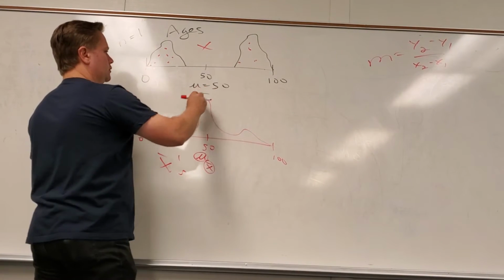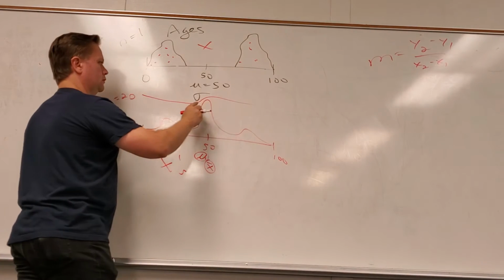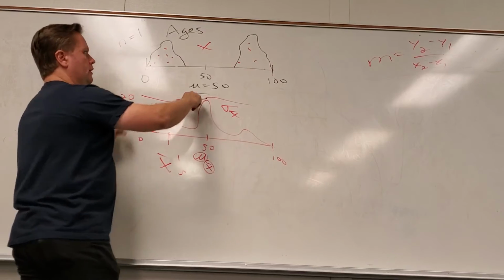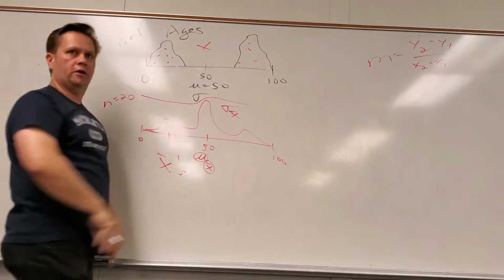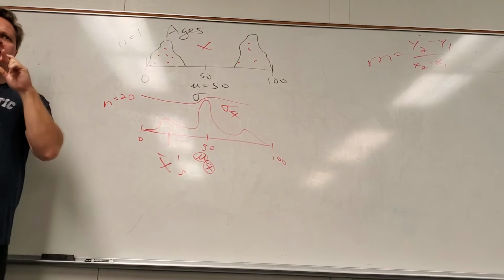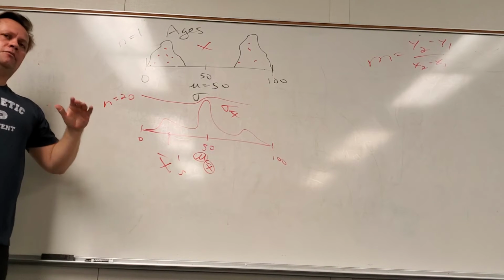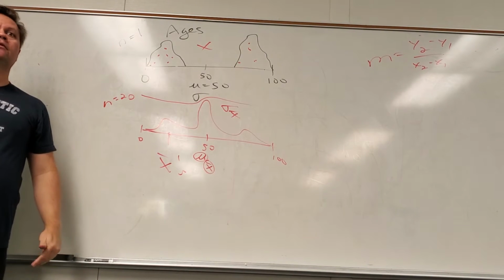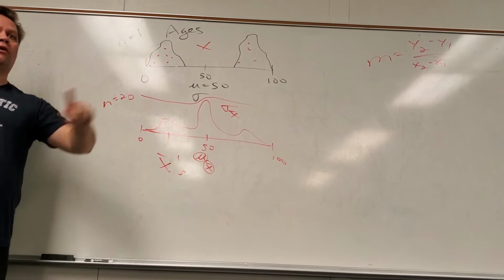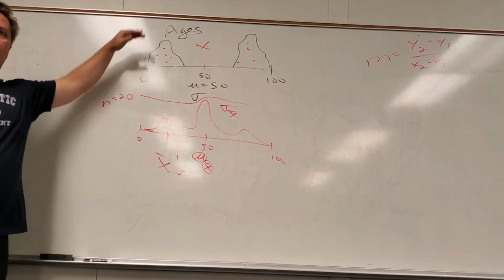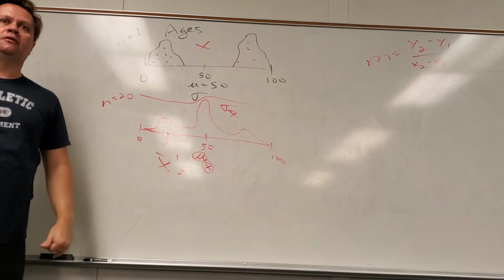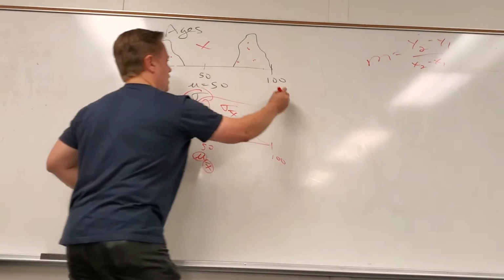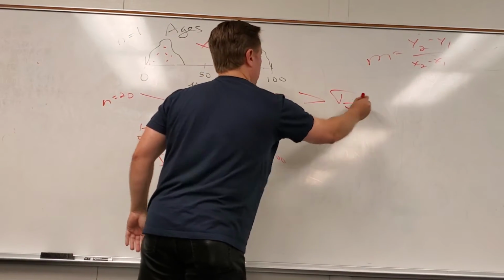Now how would this compare to that? Which one is bigger? Is this spread bigger or is this spread bigger? And again, what does standard deviation tell you? The average distance from the mean to all the data points. Which set of data gets further away from its mean on average? The top one. So this sigma is bigger than this one.